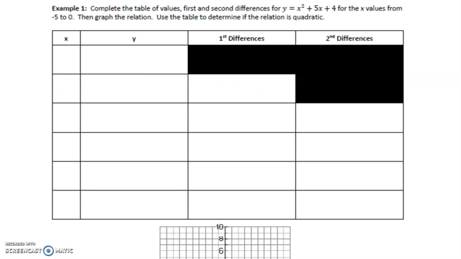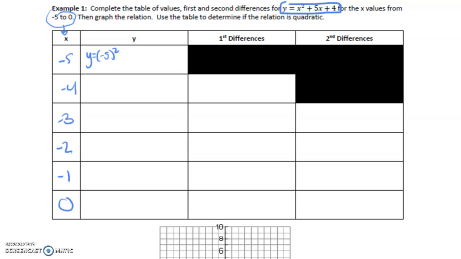Okay, example 1. Complete the table of values, first and second differences for this equation here. Okay, so we have y equals x squared plus 5x plus 4, for the x values from -5 to 0. So what we're going to do is put all these numbers in the x values: -5, -4, -3, -2, -1, and 0. And then in the y column we're going to actually sub this in.